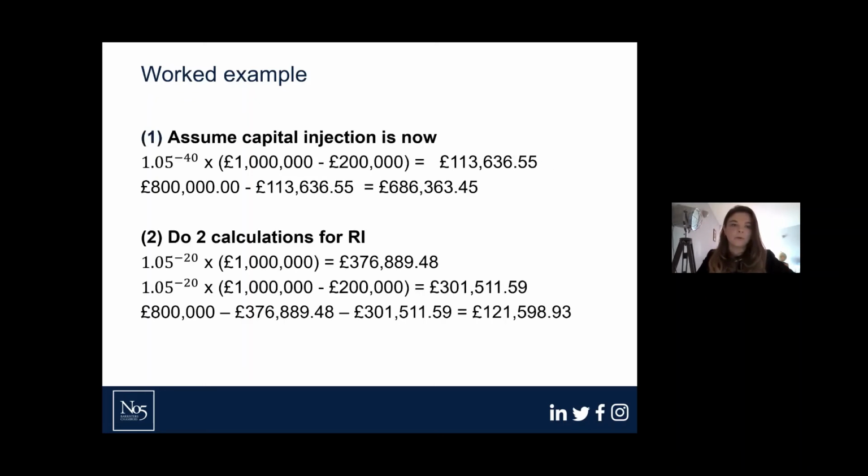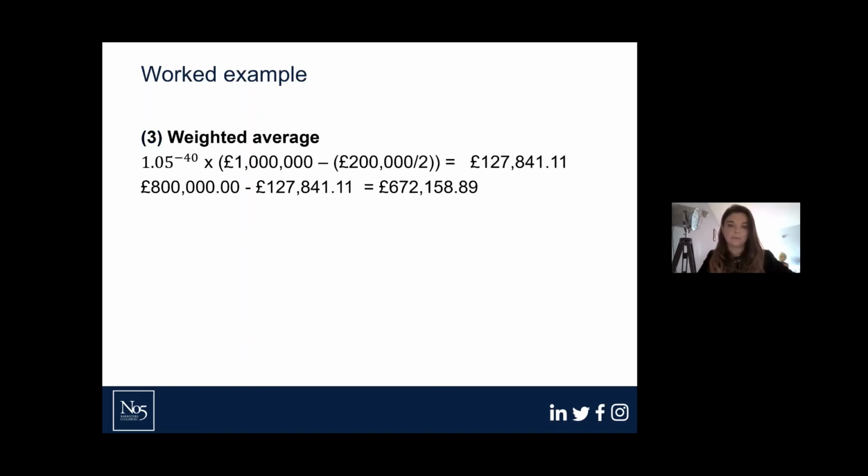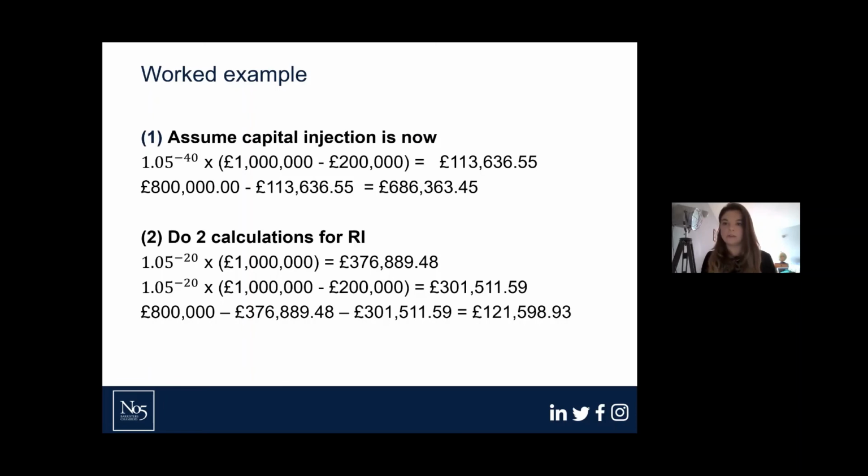And if one goes back, you can see number 1 of injection now is 686,000. And looking at the weighted average, it's 672. So there's not gulfs between them. But going back to what Nick says, if you have one of these cases and you're considering how to get a just and equitable award, clearly number 2 doesn't work.